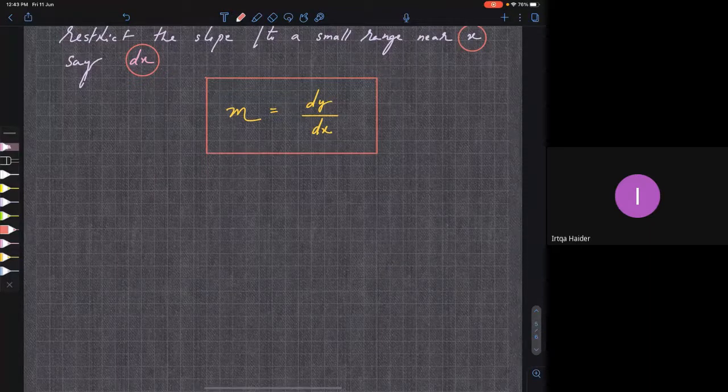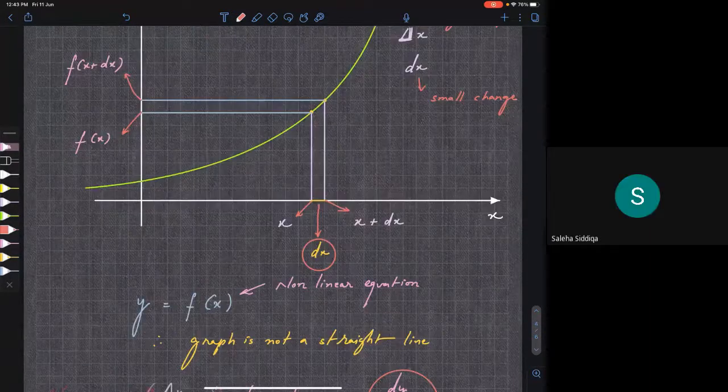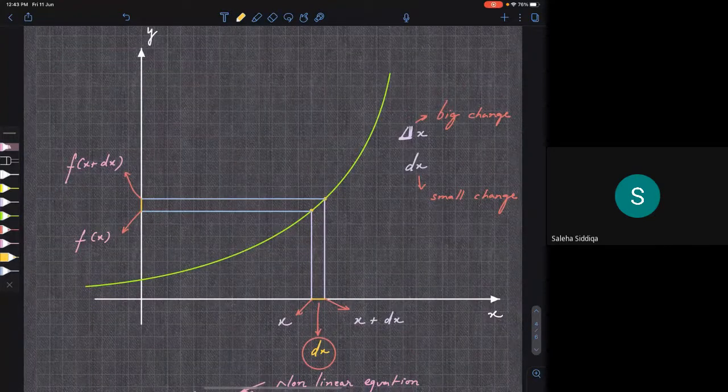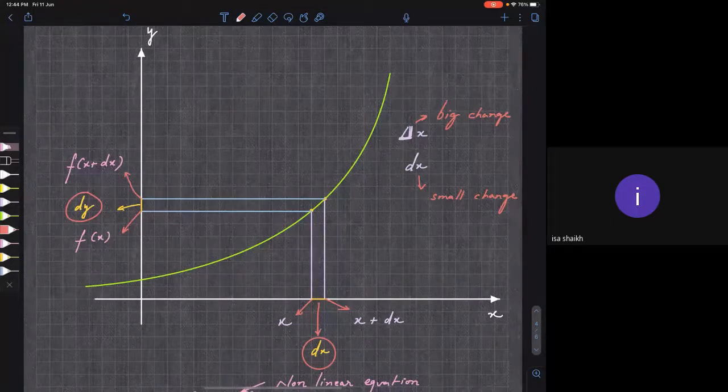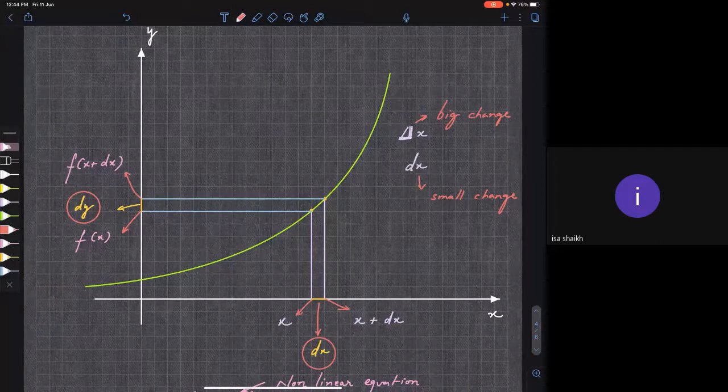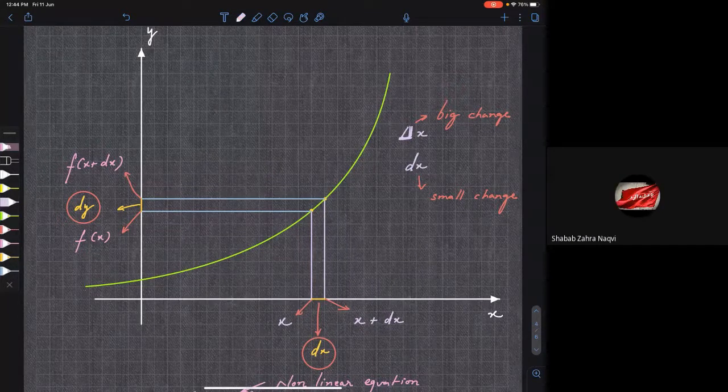Now if you look in the diagram, what is dy? This is dy. Do you agree? But according to the diagram, what is the value of dy? It is f of x plus dx minus f of x. Can you see that? So here I am writing down dy is equal to f of x plus dx minus f of x.